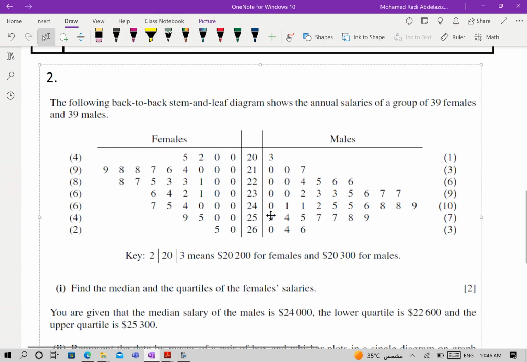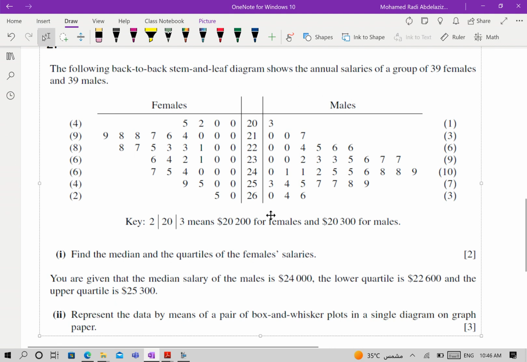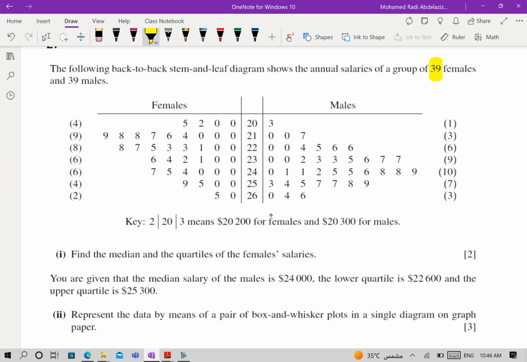We have a back-to-back stem and leaf. Males to the right, females to the left. It's given the number written, 93. And you can add all the values. Even it's written here 1, 3, 6, 9, 10, 7, 3. 1 means we have one value in the first row.